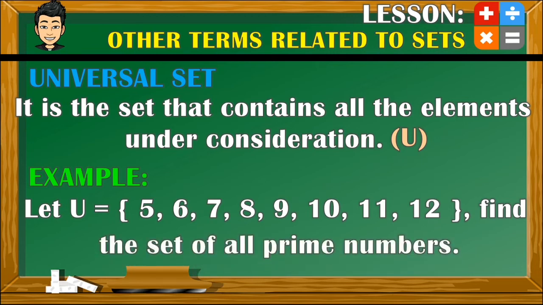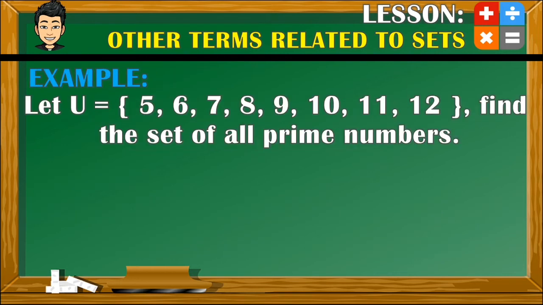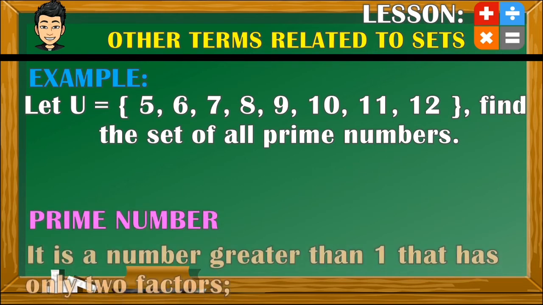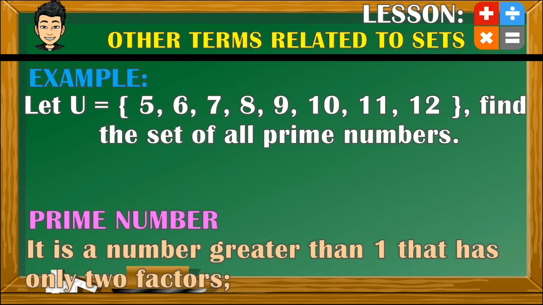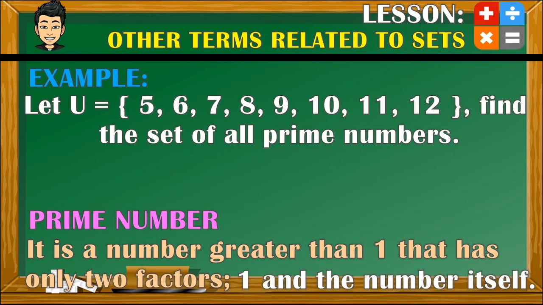Find the set of all prime numbers. Before we find the set of all prime numbers from our universal set, remember first that prime number is a number greater than 1 that has only 2 factors, 1 and the number itself, like 23, because only 1 and 23 can be multiplied to get 23. 17 is also a prime number. 17 times 1 is 17. There are no other factors to be multiplied to get 17.